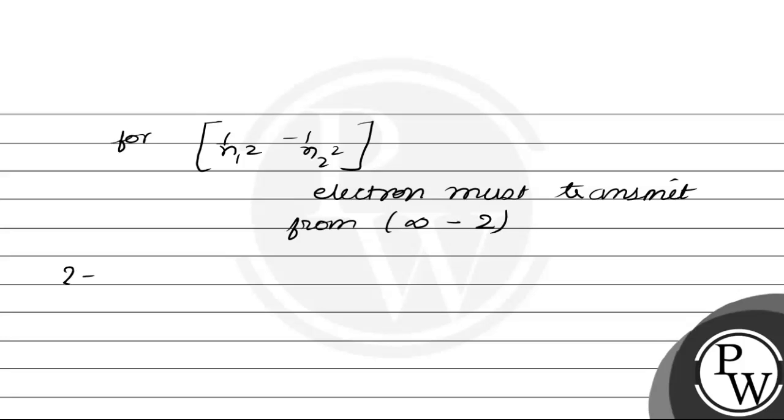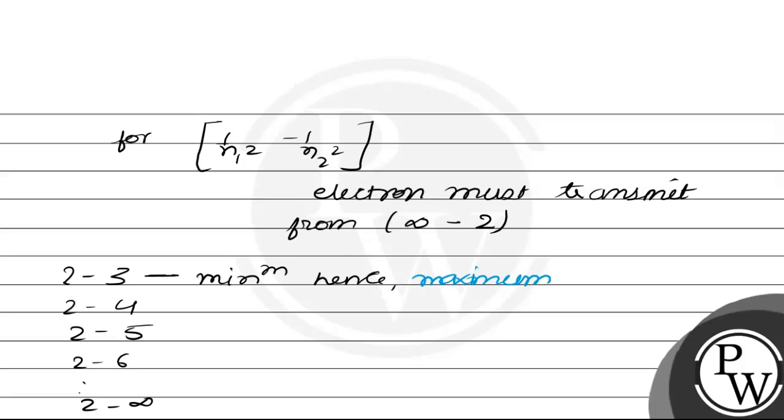Out of these possibilities where the electron can jump from 3 to 2, from 4 to second energy level, from fifth to second, 6 to 2, up to infinity to 2, the 3 to 2 transition will give the difference value minimum, hence maximum lambda. And from infinity to second, the difference value will come maximum, hence we will get minimum lambda. So we can find lambda max and lambda min now.